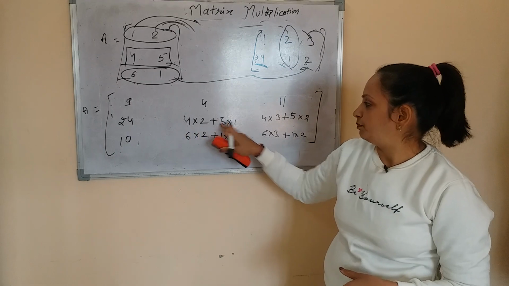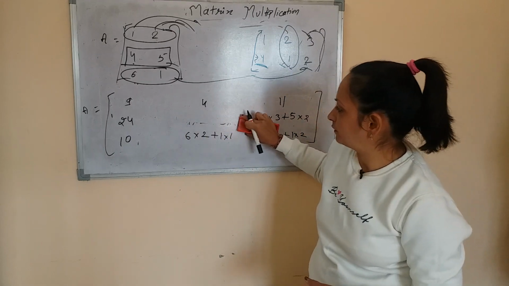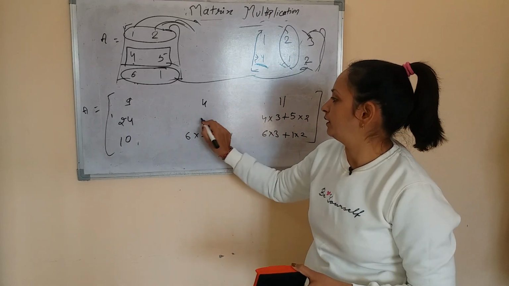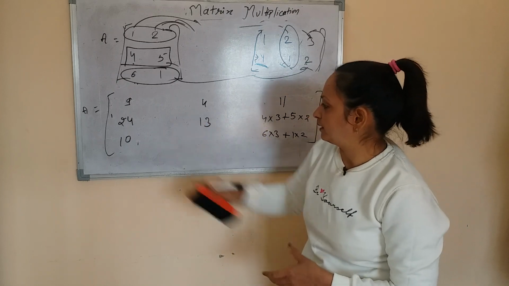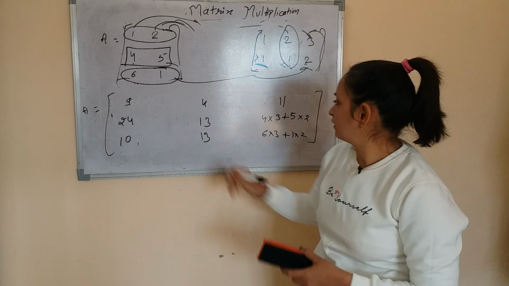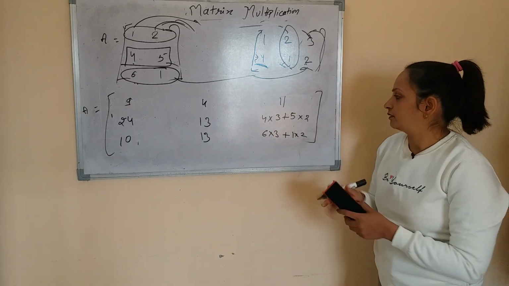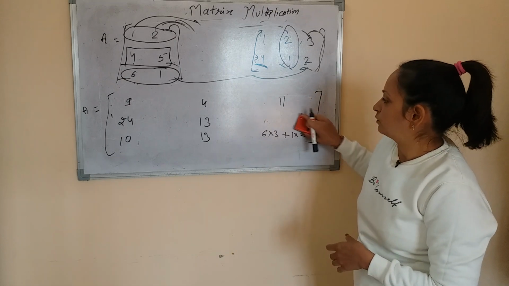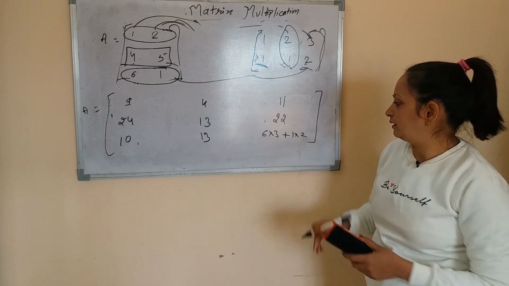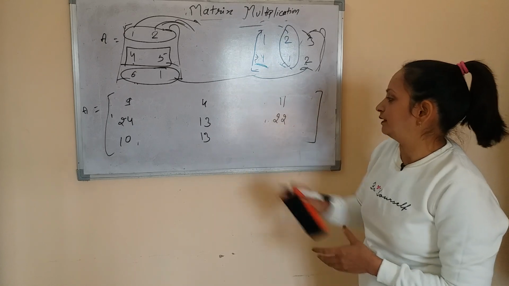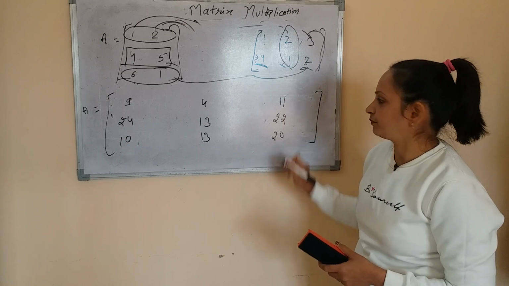This is 8 plus 5, so that will be equivalent to 13. This is 12 plus 1, that is again 13. This is 12 plus 10, so it will be 22. And this is 18 plus 2, so that is 20. Okay.